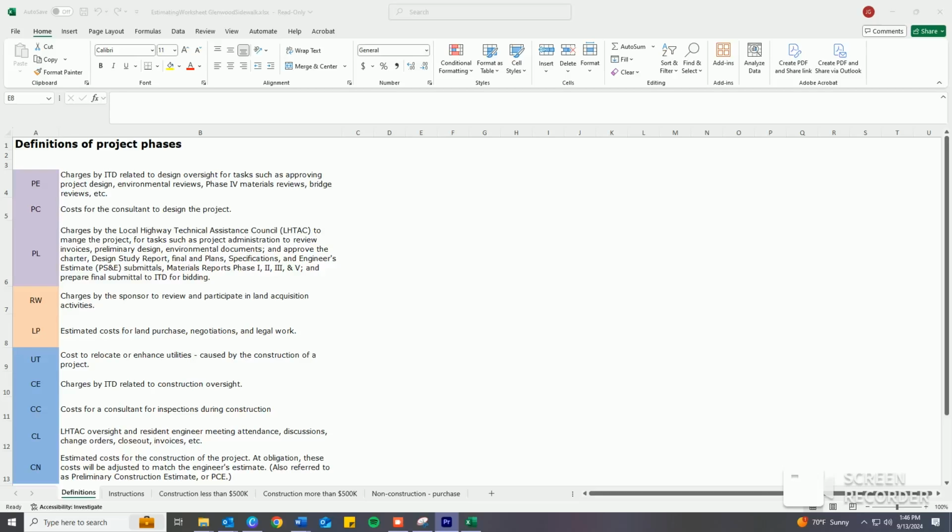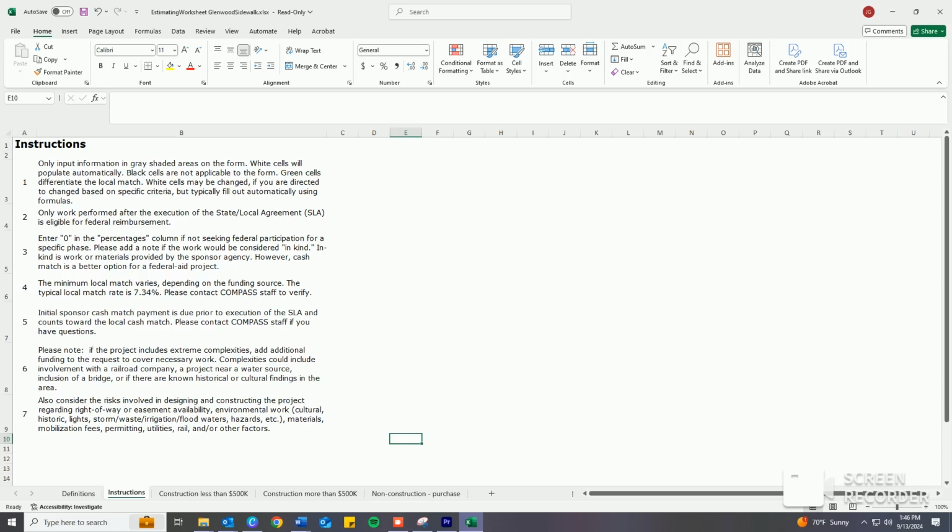Sheet 1 contains definitions for the phase codes that describe different phases of a project. Read these to understand what each code means. Sheet 2 contains instructions on how to fill out the estimating worksheet. Read these instructions prior to filling out your estimates.